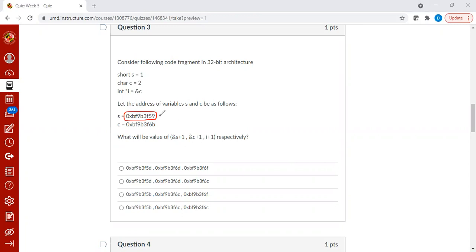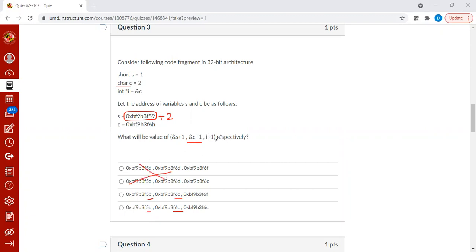Therefore, we need to add just 2 to it, okay, which is basically, this is hex addition. So it's 9 and then A and then B. So it must be either this or this. Okay, at this point, and ampersand C plus 1. So you basically take the character type and add 1 to it. That means it could be again this or this. Now we can rule out these two answers.